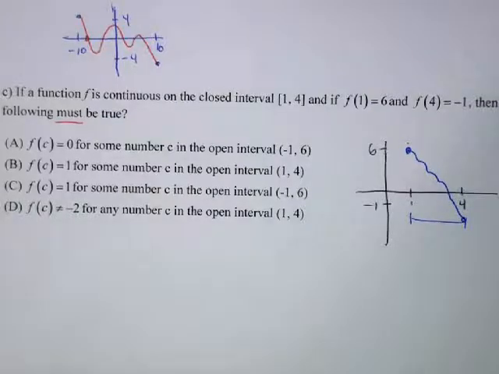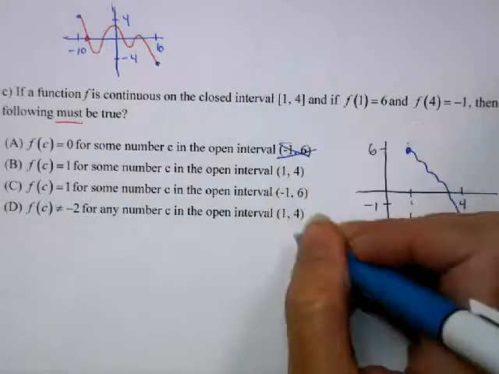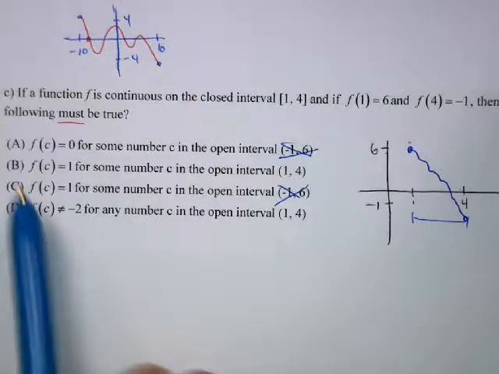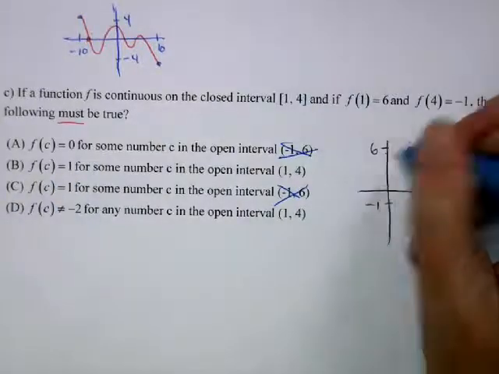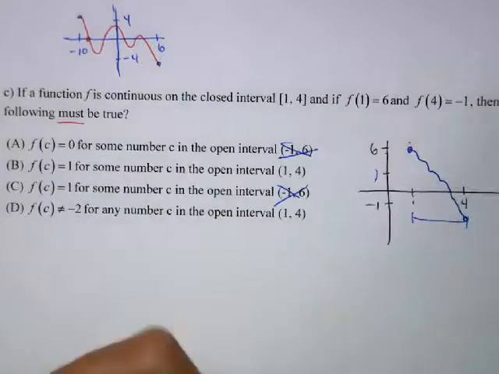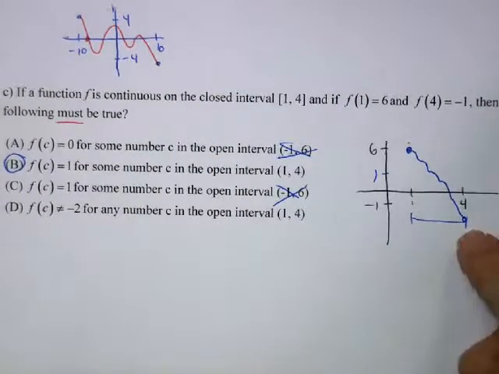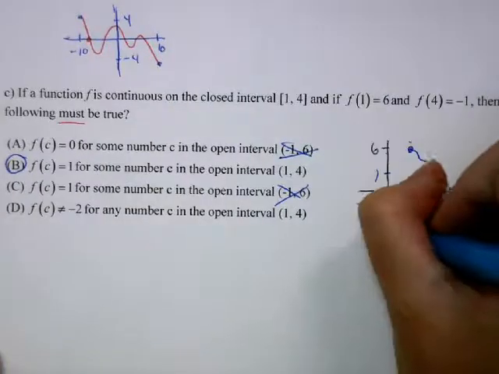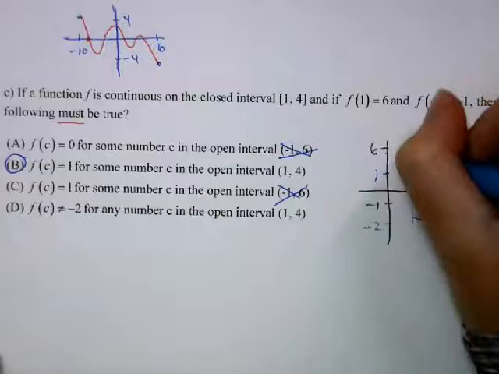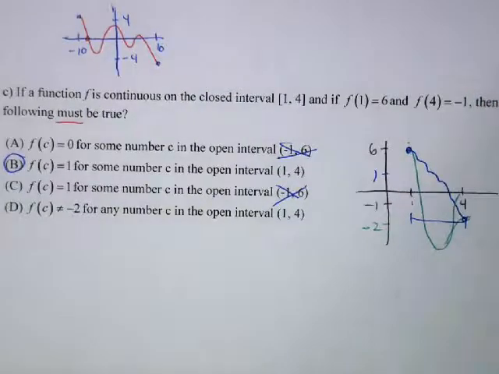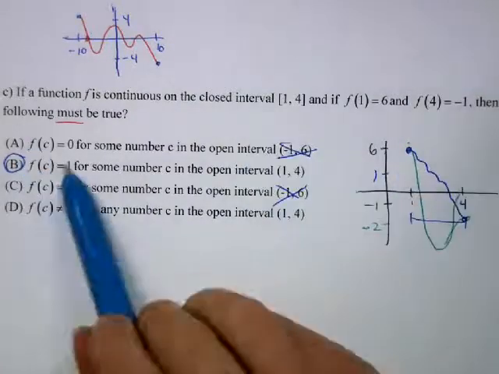So now let's read what it says. This says f of c equals 1. Well, that's true. But let's take a look at D. F of c doesn't equal -2. Well, the way I drew it, it doesn't equal -2, but you could have it dip down and then come back up. So it must hit every number between -1 and 6, which includes 1. It could still go outside of that. And it's only on when the x's are between 1 and 4.